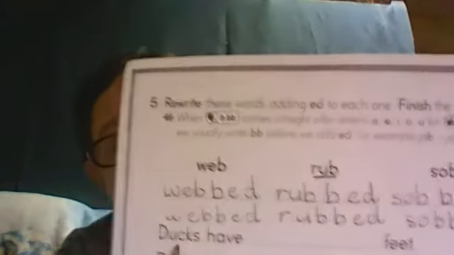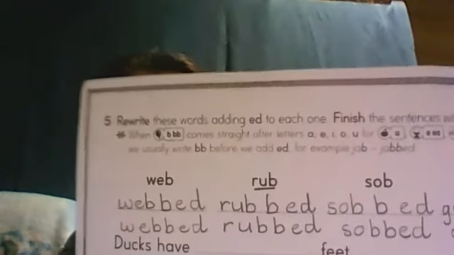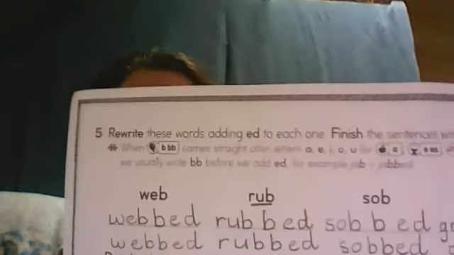Okay, now we're going to fill in the words in these sentences, and then we'll have a whole sentence that we help to write. So the first sentence says, ducks have something feet. One of these words will be the right word for us to fill that in with. One of those words there.